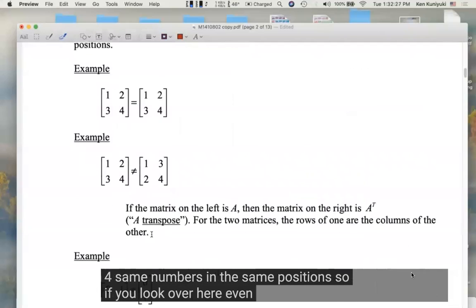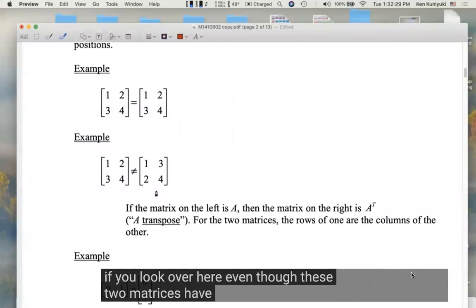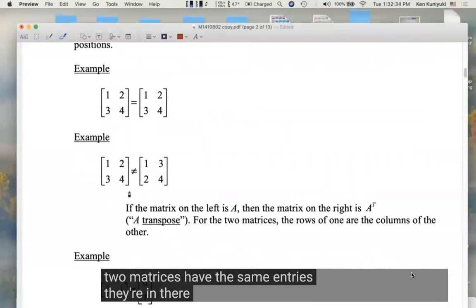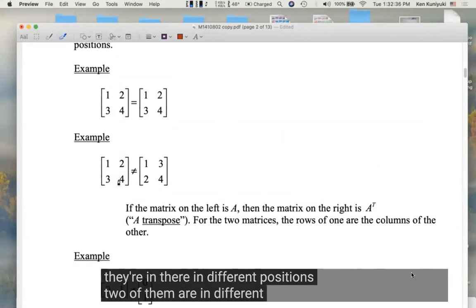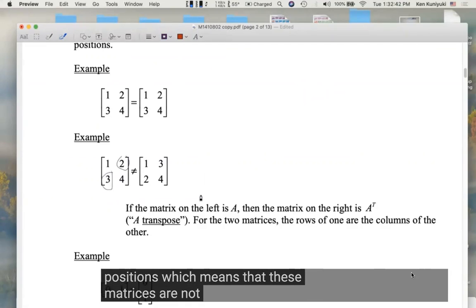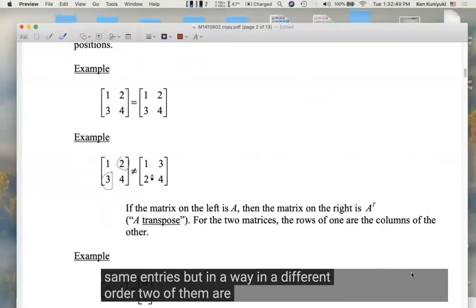So if you look over here, even though these two matrices have the same entries, they're in different positions. Two of them are in different positions. The 2 here and the 3 here switch positions, which means that these matrices are not equal. They have the same entries, but in a different order.